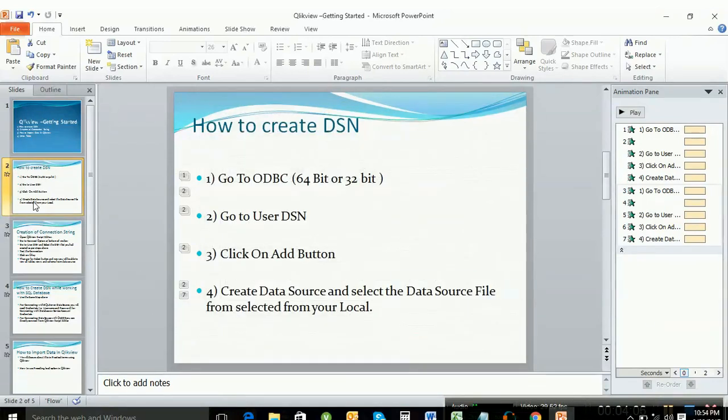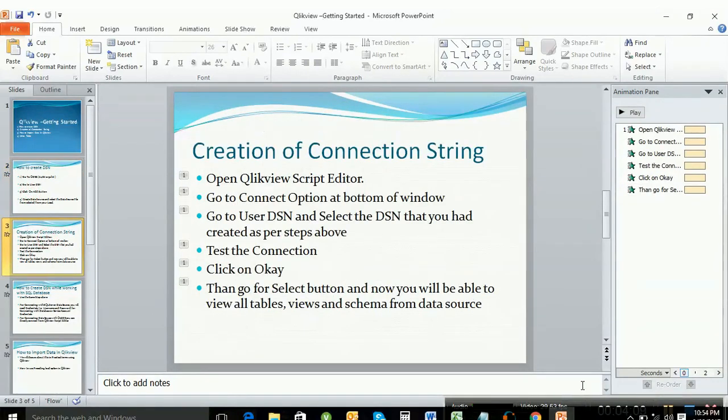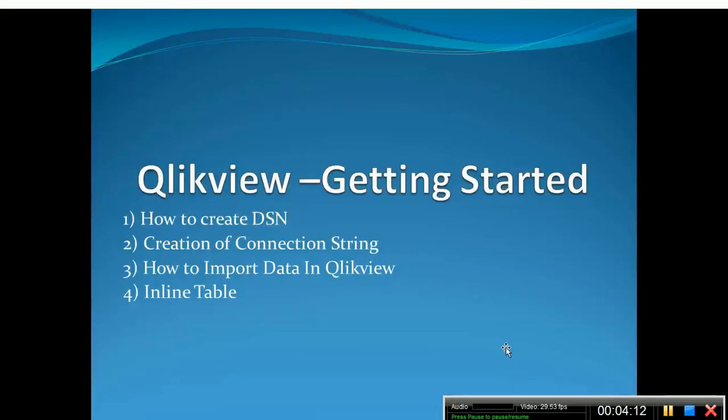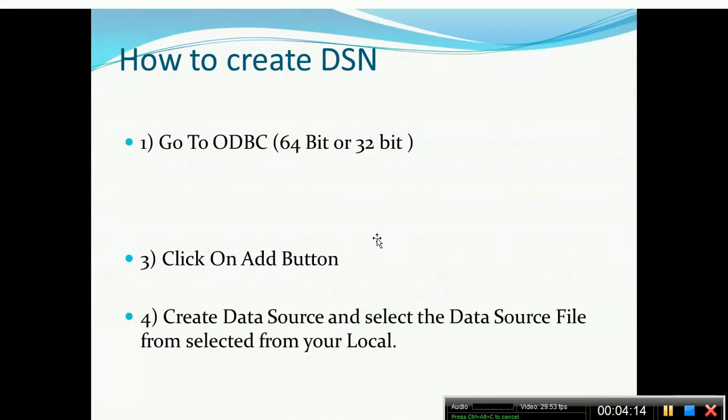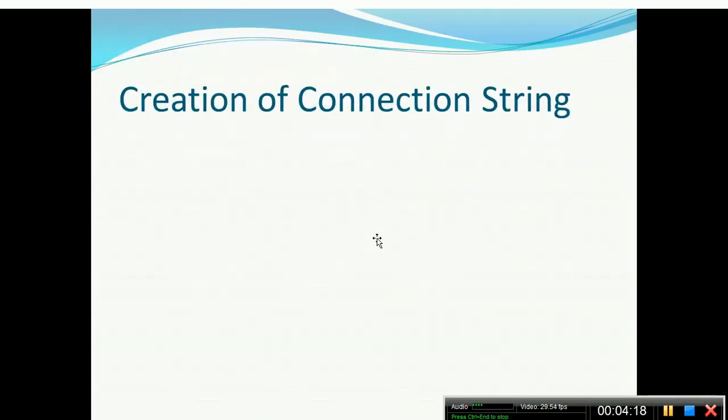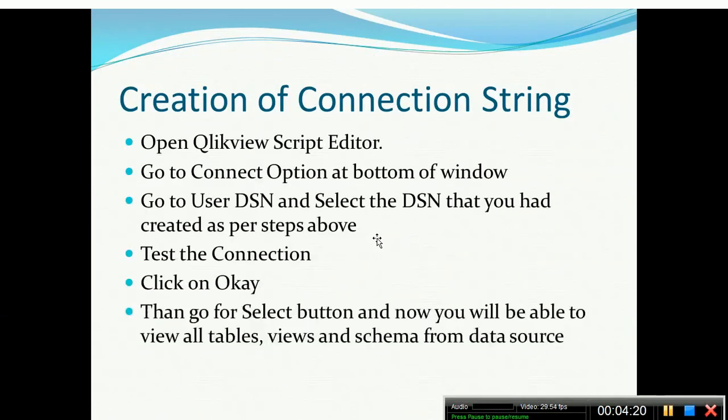I'll now go to the second slide. What you will see here is how to create a connection string. So you have created the DSN. Now how do we create a connection string in the Qlikview script editor? Open the Qlikview script editor, go to the connect option at the bottom of the window, go to the user DSN and select the DSN that you created as per the steps above. Test the connection string, click on OK, and then go for the select button, and now you will be able to view all the tables, views and schema from your data source.